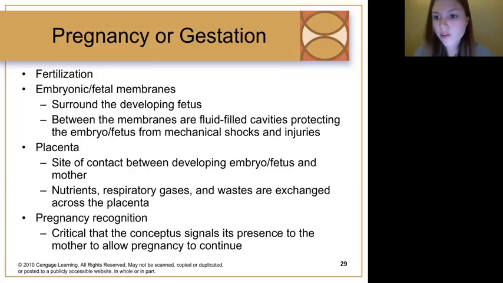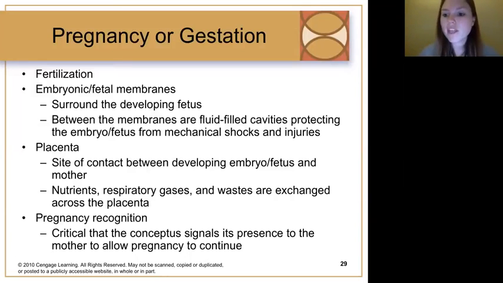Another thing that's critical in order to actually have and maintain a pregnancy is pregnancy recognition. It is critical that the conceptus, so the fetus, signals its presence to the mother in order to allow pregnancy to continue. We're not going to go into all the details of how that happens, but there's a lot of hormone signaling, like I said, that controls the reproductive processes.